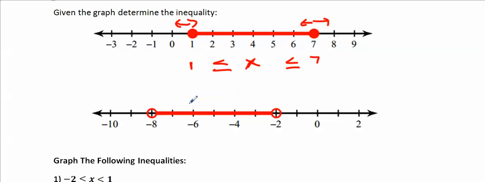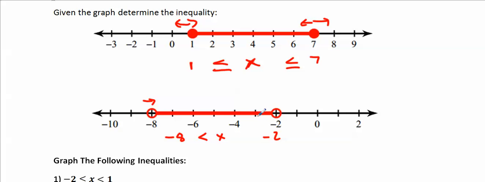Okay, my two critical points are -8 and -2. So why don't you try that one real quick? Okay, so I've got -8, -2, and my solutions are in the middle. Check towards 0. Is -8 going towards 0 or away from 0? It's going towards 0, so my solutions are greater than -8.